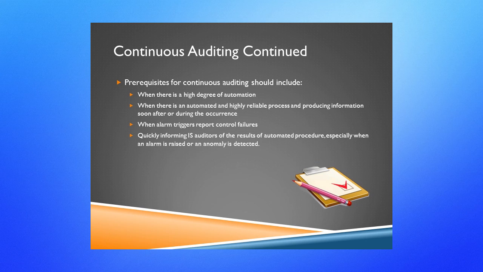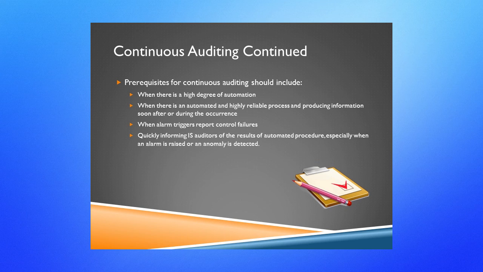if it's got a lot of automation, that means not a lot of hands-on. And without a lot of hands-on, you don't have people looking at it all the time. So by continuously auditing it, we can go and look at the logs and observe the processes and look for signs of problems. When there's an automated and highly reliable process producing information soon after or during the occurrence, that is another time when we should put in continuous auditing.